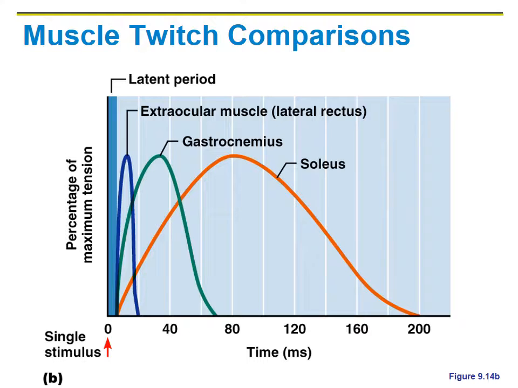The lateral rectus muscle pulls your eye toward your ear. It's a fast twitch muscle. Fast twitch muscles go through contraction cycles quickly and also tire out quickly.